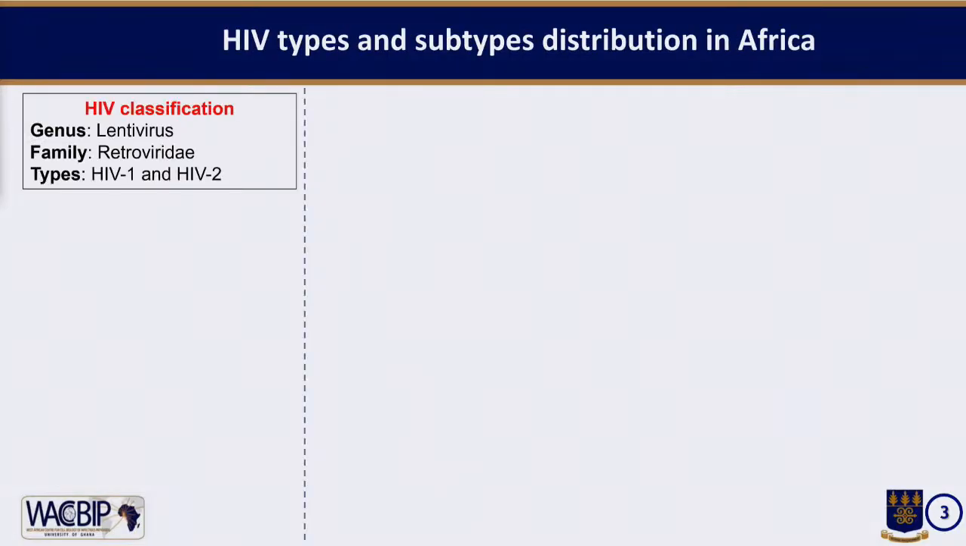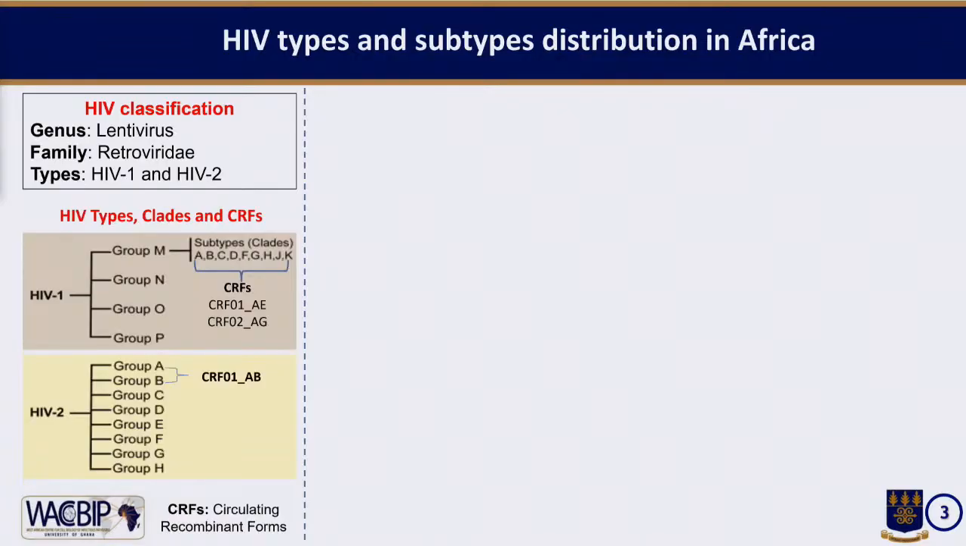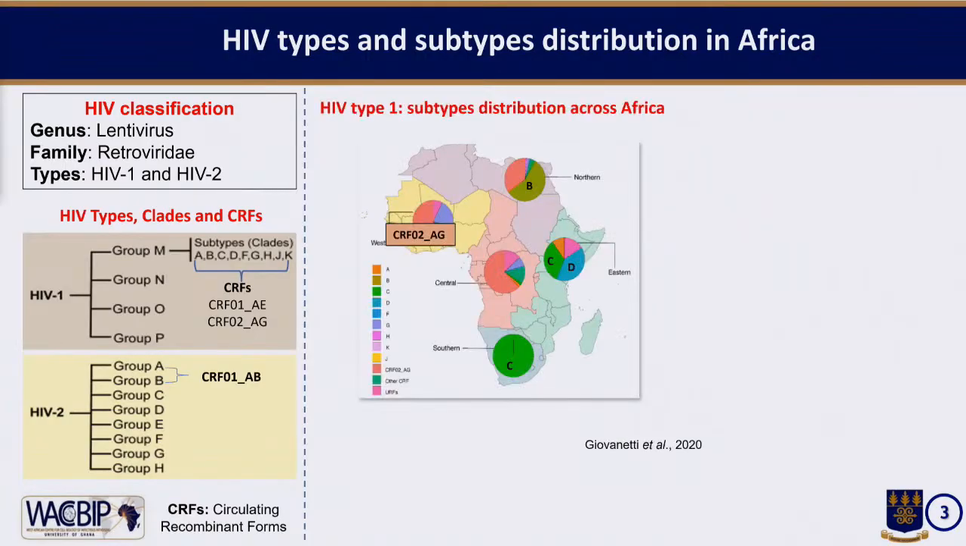So just quick biology of the virus. The virus is a lentivirus, in the family of Retroviridae as well, and there are 2 major types of the virus. The first type is HIV type 1, which is grouped into 4 different groups, and the group M is the most predominant group with different subtypes as well as circulating recombinant forms, and type 2 has 8 groups, and only 2 of the groups have been shown to be in circulation.